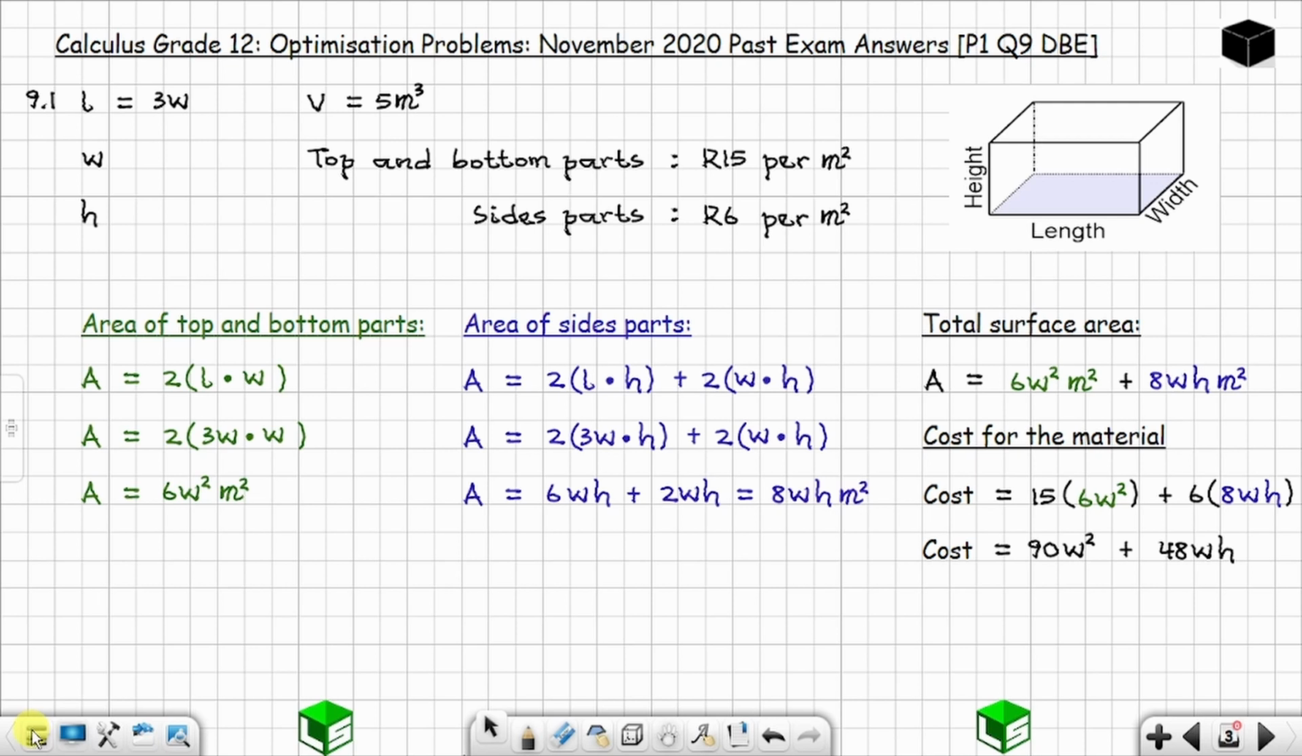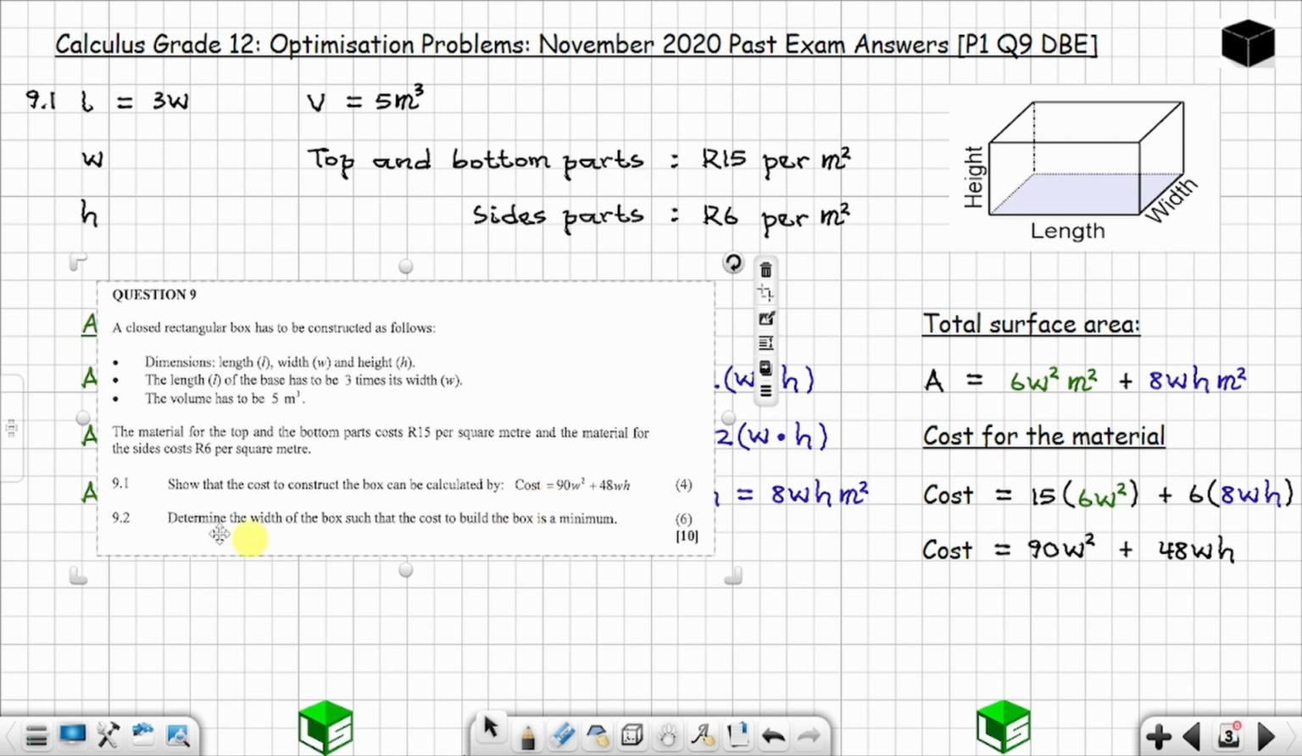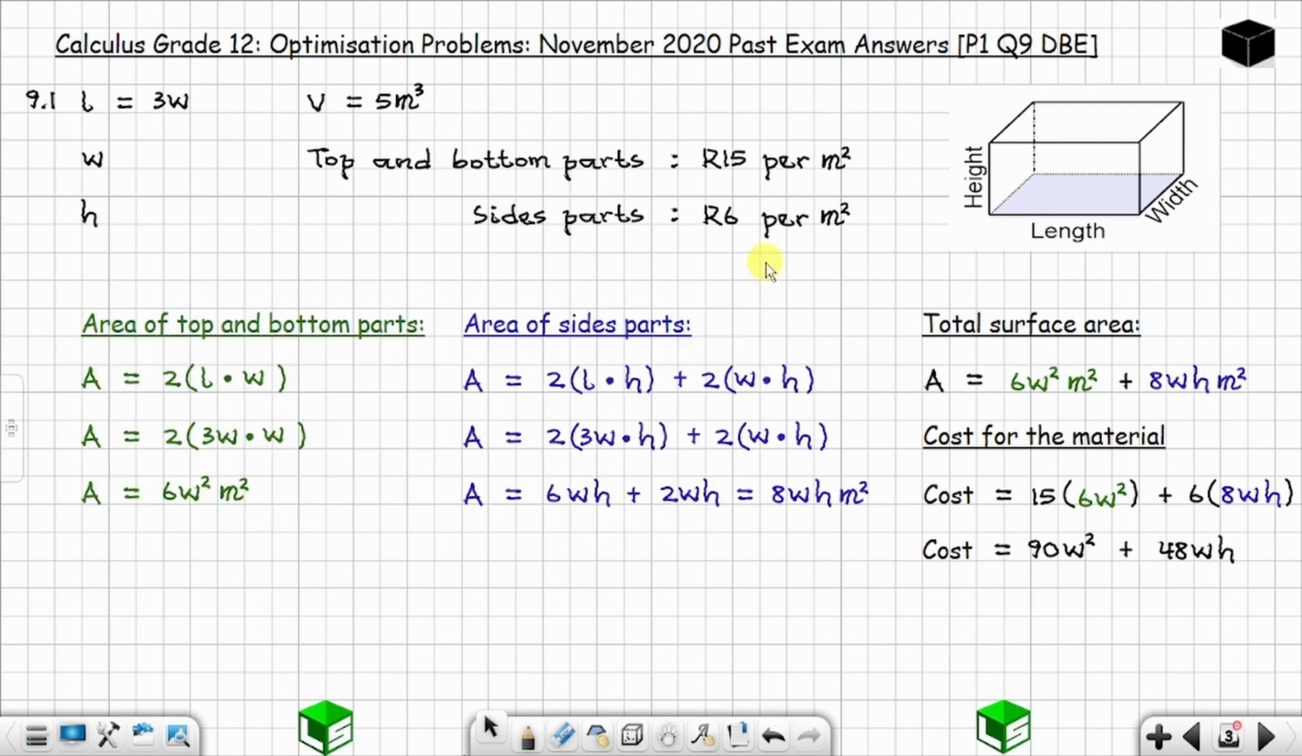Did we find what was in the question? Let's see. Question 9. The question was, show that the cost to construct the box can be calculated by this. Can you see this is what we found? 90W squared plus 48WH. Okay, and it's 4 marks, just like that. You collect the marks. Okay, let's move on to the next question, question 9.2.